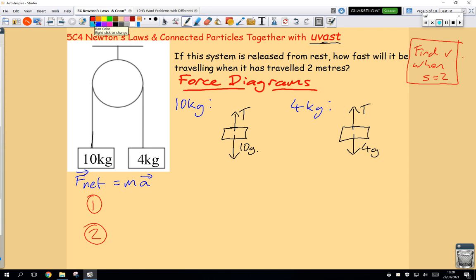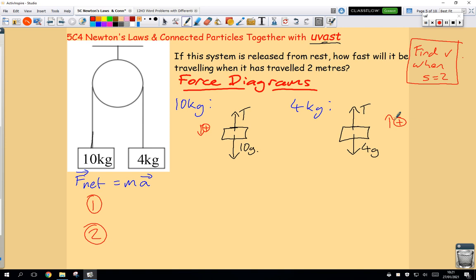I'm going to think about the direction of these things, and it should be fairly obvious that the 10 kilogram mass is going to travel downwards and the 4 kilogram mass is going to travel upwards, and both of them accelerating. Because the 10 kilogram mass is going to accelerate downwards, I'm going to call it a down positive system. Because the 4 kilogram mass is going to accelerate upwards, I'm going to call it an up positive system. I'm going to figure out my equations based on these things.